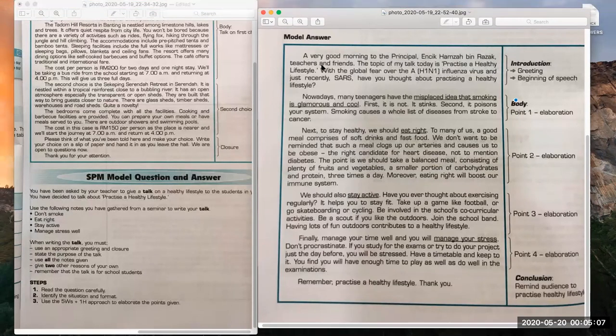So a very good morning. This is a sample answer for this one, yeah? I want you to look at it and then tell me what you think. A very good morning to the principal, Encik Hamzah bin Razak, teachers and friends. The topic of my talk today is practice a healthy lifestyle. So, okay, let's put this as the greeting. Greeting. Hello everybody. Today my topic is this.